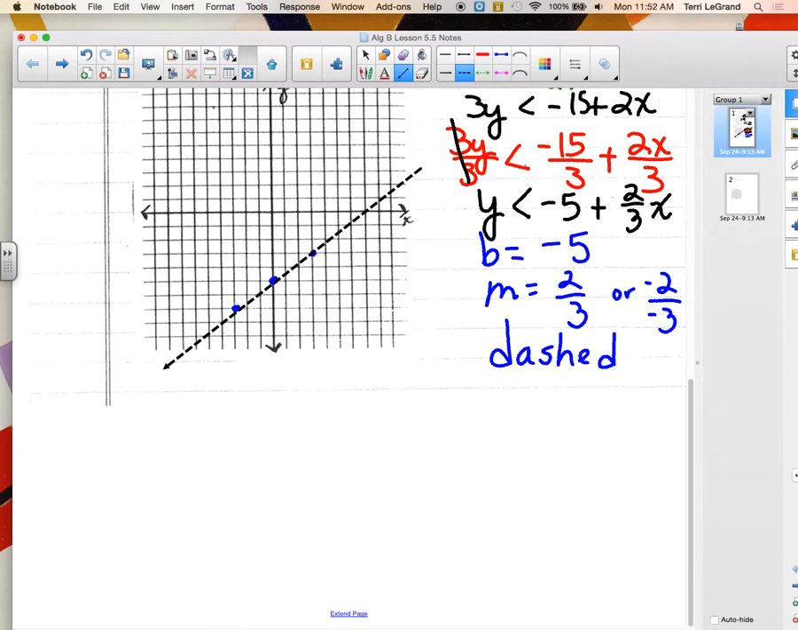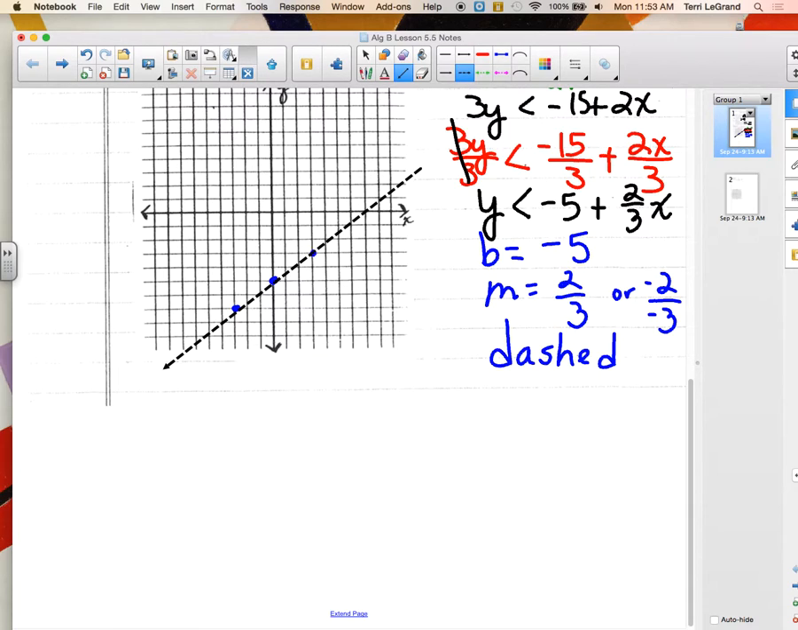It was a positive slope, so I'm feeling pretty good that my line is rising from left to right. Hopefully you still have some room somewhere, but we still gotta do a test point. Don't we? We can shade first, test after, or test first, shade after.